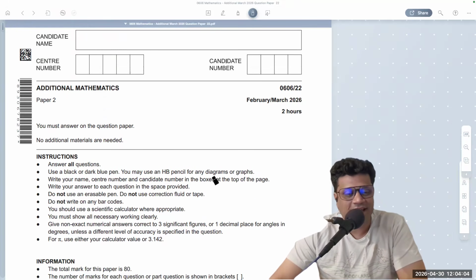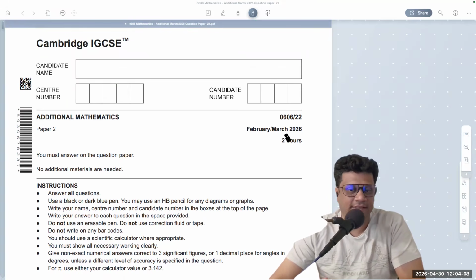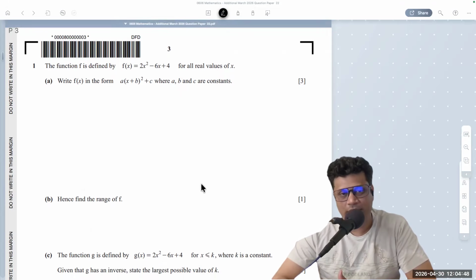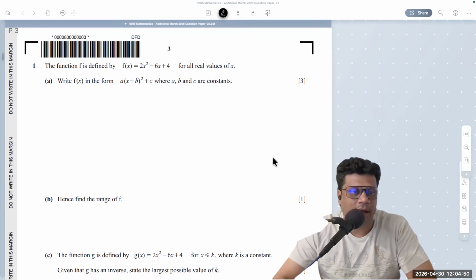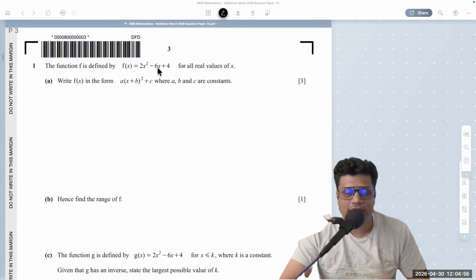Everyone. My name is Zishan, and today we're going to look into February-March 2026 additional math paper 2-2. So the first question that we have here is about quadratics, which is usual for them. It's always supposed to be something related to range and domain of functions.